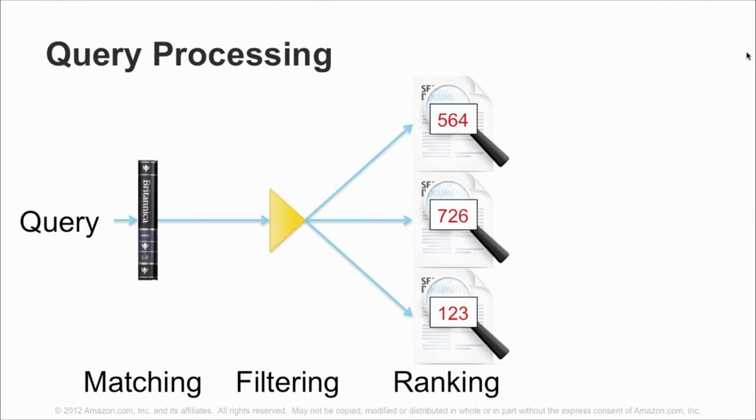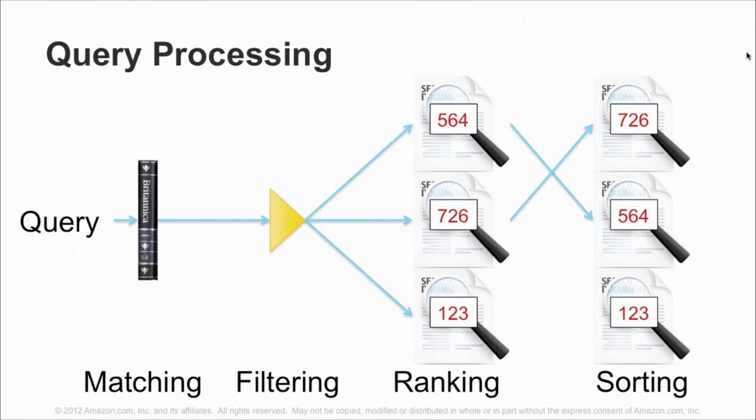It's performed on every document, and we generate a score for all of those documents that are in the match set. After we compute the ranking, we then can sort, and there are a number of different ways that we can sort. We could sort by score or other ways. So these are sort of the four areas that we're going to look at in terms of how we can improve our search results.